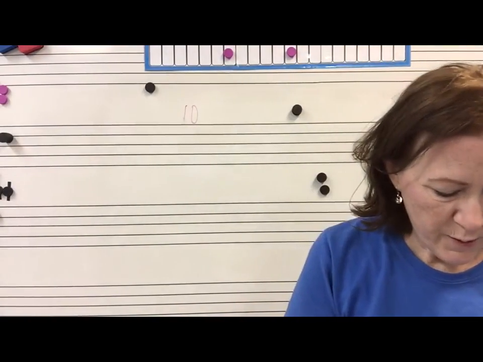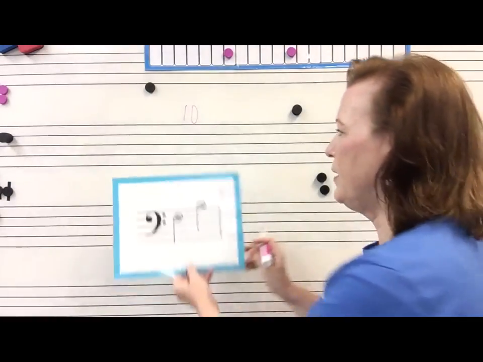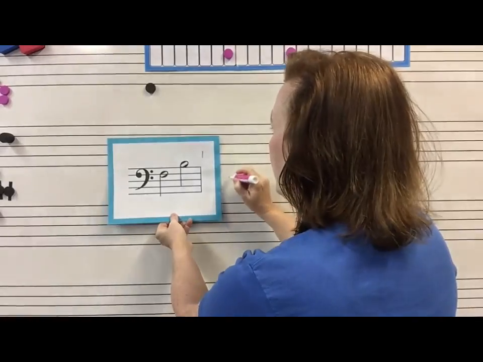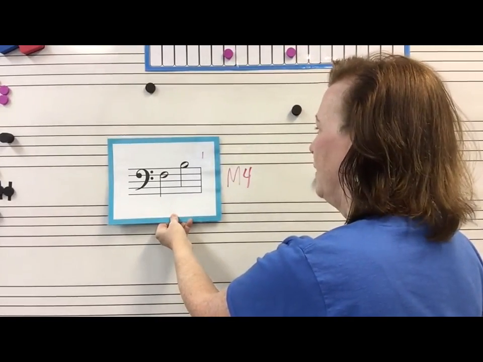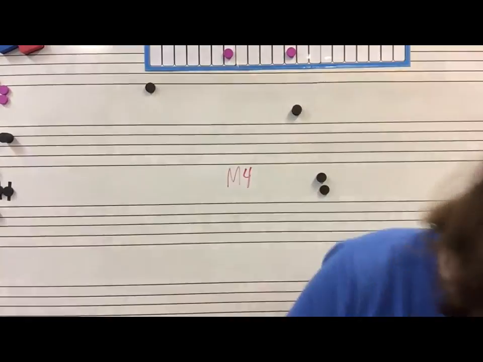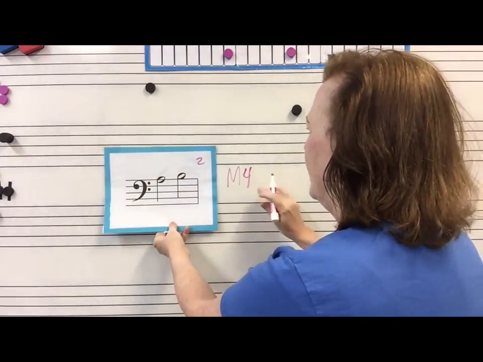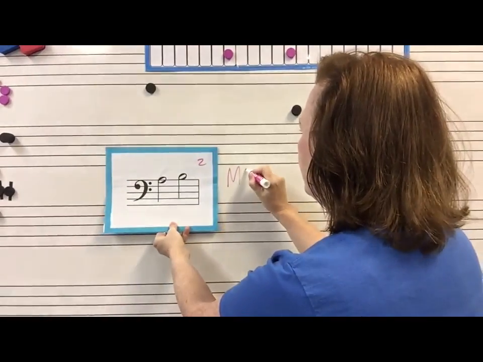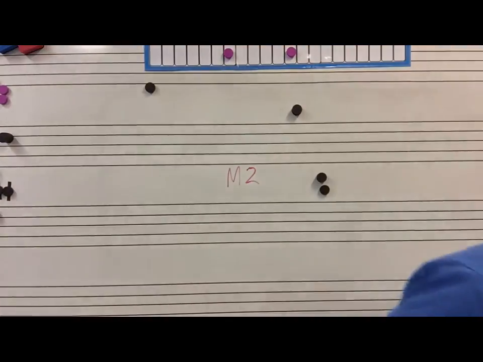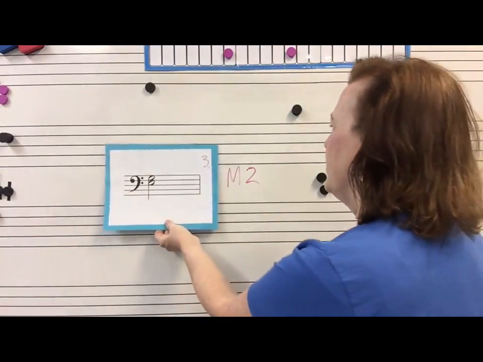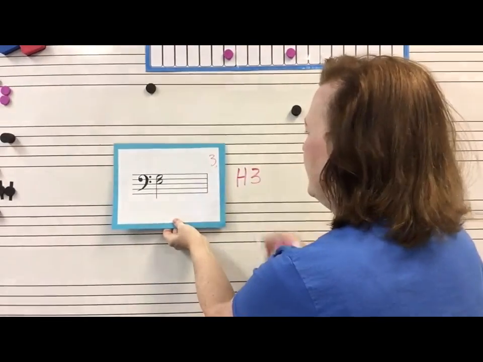And I'm going to go through them so that you can see what the answers are. Number 1. This was melodic 4th. Number 2. This was melodic as well, but it was a 2nd. One at a time, melodic, and this was a 2nd. Number 3, harmonic, because they're played at the same time, and a 3rd.